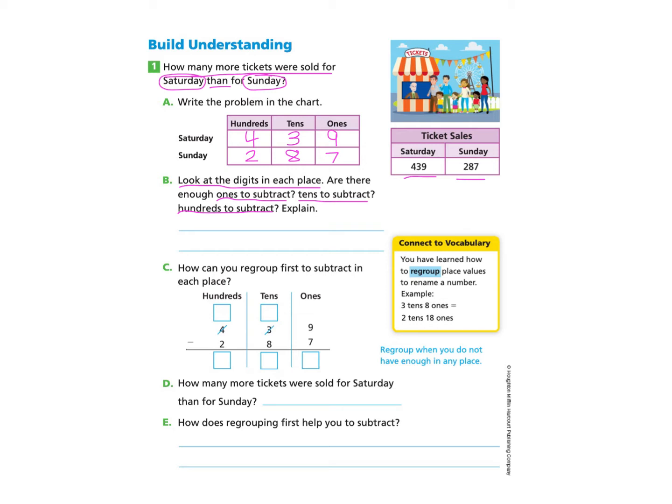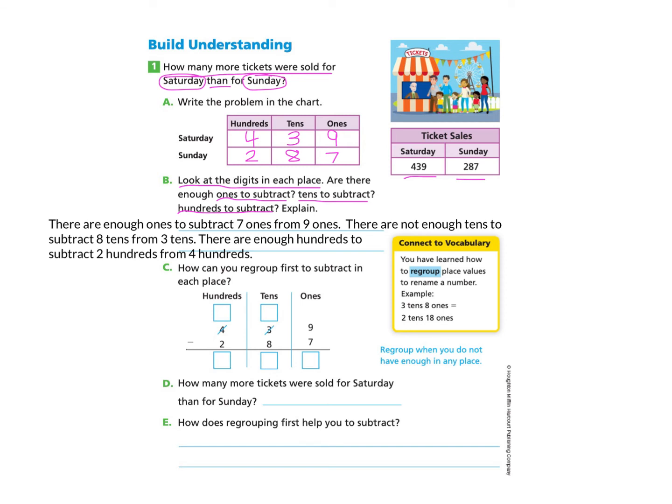First, we have 9 ones here and 7 to take away. It looks like we have enough there. When we look at the next column, the tens column, we show that there are 3 tens and they're going to have us take away 8. So we don't have enough. 3 is smaller than 8 in the tens column. Then we take a look at the hundreds column and there are 4 hundreds and we would need to take away 2. So we do have enough hundreds in the hundreds column.